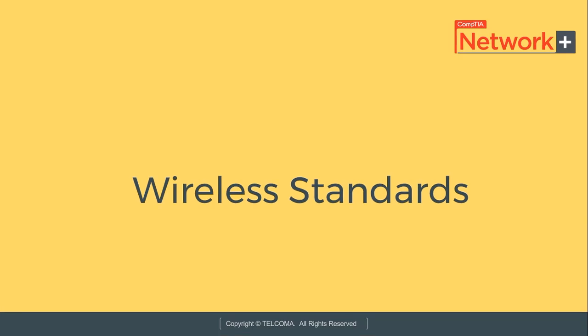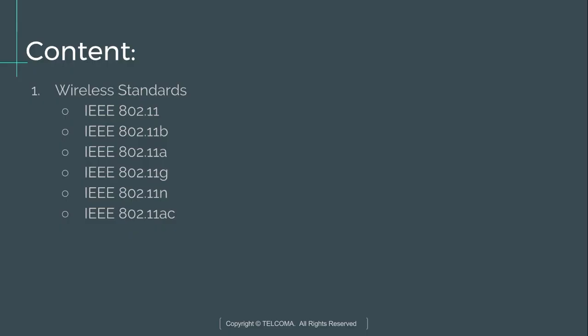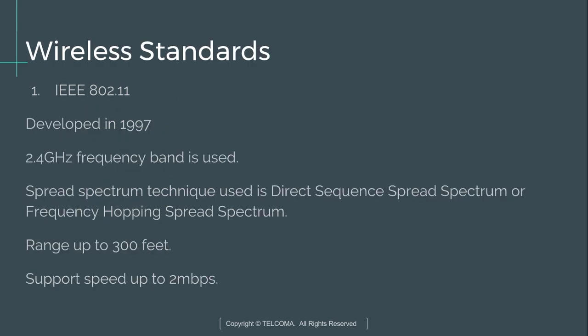Hello, today we are going to discuss wireless standards. So far we have discussed the IEEE 802.11 standard. Now we are going to discuss its updated versions. In this we will learn about wireless standards like IEEE 802.11b, IEEE 802.11a and so on. Let's first start with the first standard, that is IEEE 802.11.